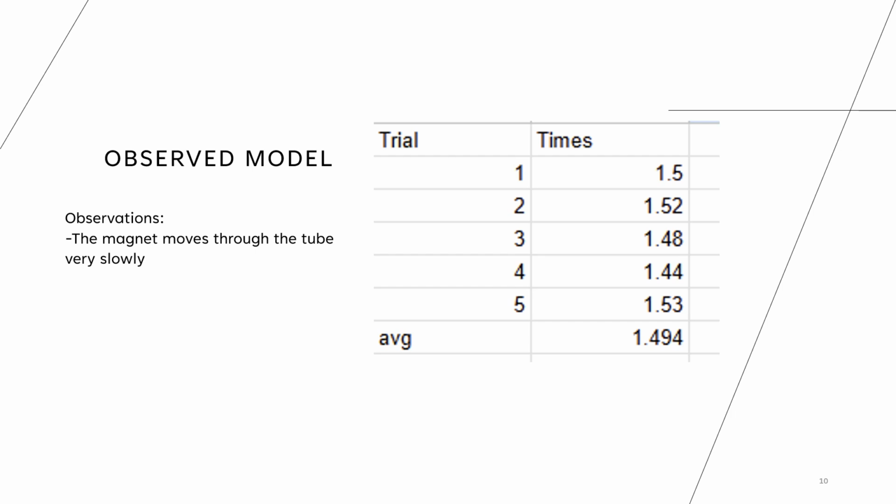Observe model. Observations. The magnet moves through the tube very slowly. For trials 1, 2, 3, 4, and 5, we found 1.5 seconds, 1.52 seconds, 1.48 seconds, 1.44 seconds, and 1.53 seconds, respectively. And we calculated an average time between all of these trials to be 1.494 seconds.